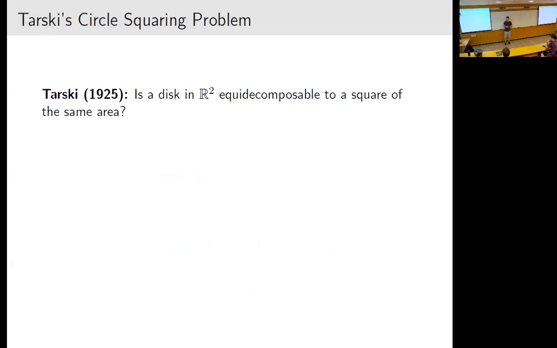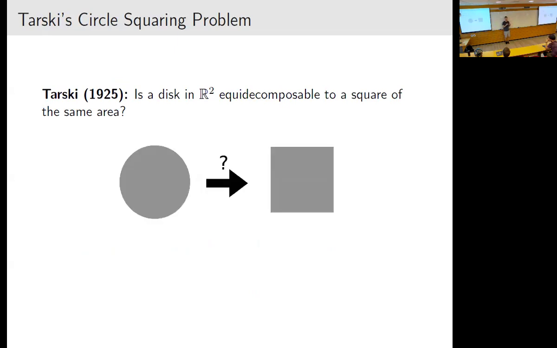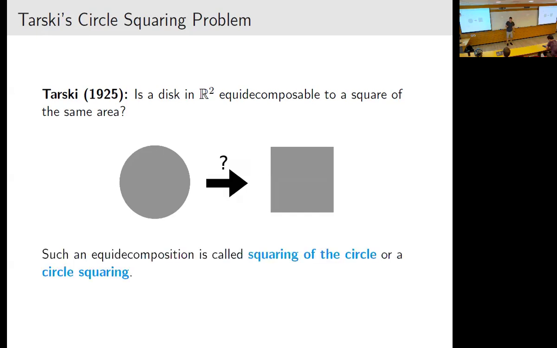A challenge was raised by Tarski in 1925. He asked, is a disk in R^2 equidecomposable to a square of the same area? So can I take a disk, partition it into finitely many pieces, move those pieces around to get a partition of the square, right? Just shift them and rotate them. Basically put together a jigsaw puzzle to get a square. Such an equidecomposition, we'll call a circle squaring, or a squaring of the circle.